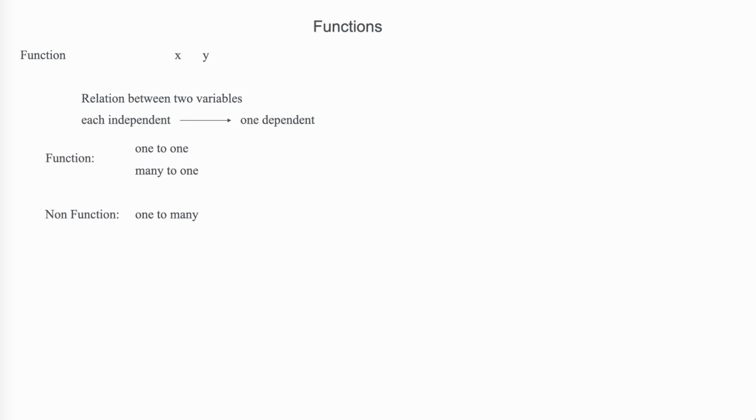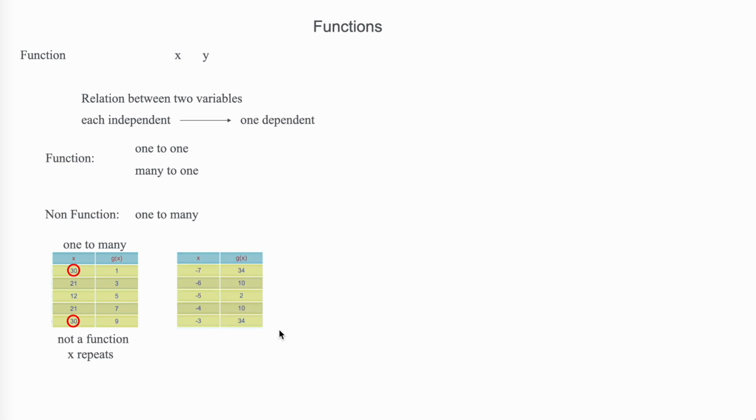That's not a function. In this example, notice that 30 gets us 1, 30 also gets us 9, 21 gets us 3, and 21 also gets us 7. So that's one-to-many, which makes it a non-function. If x repeats, it's one-to-many, and it's a non-function. In this example, for every x, there is only one answer for y, one y value. This is a function, the x does not repeat.